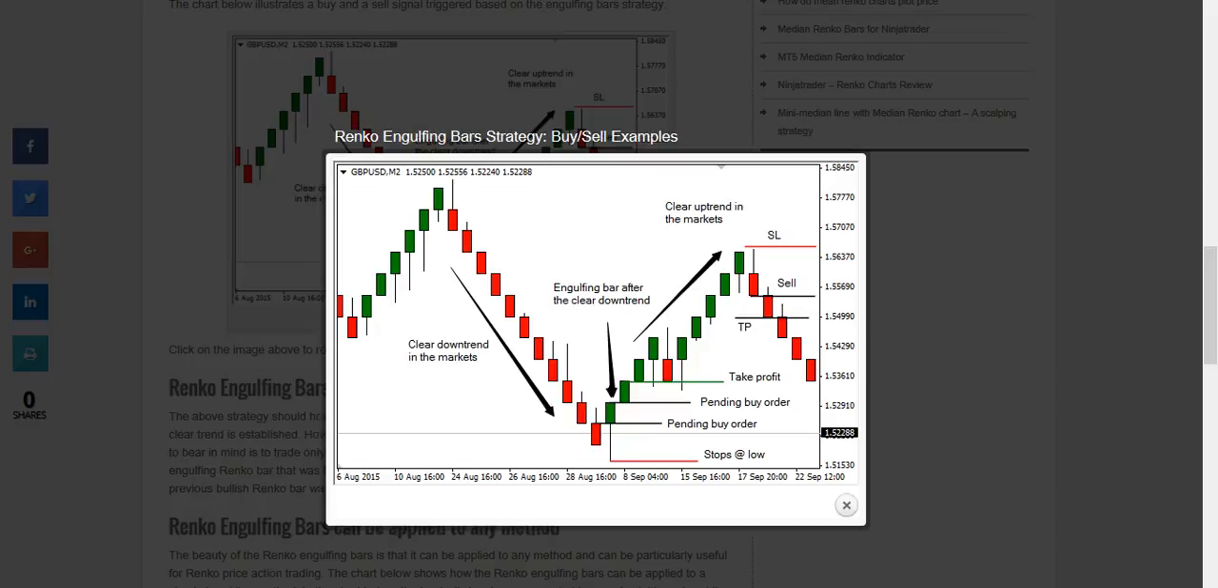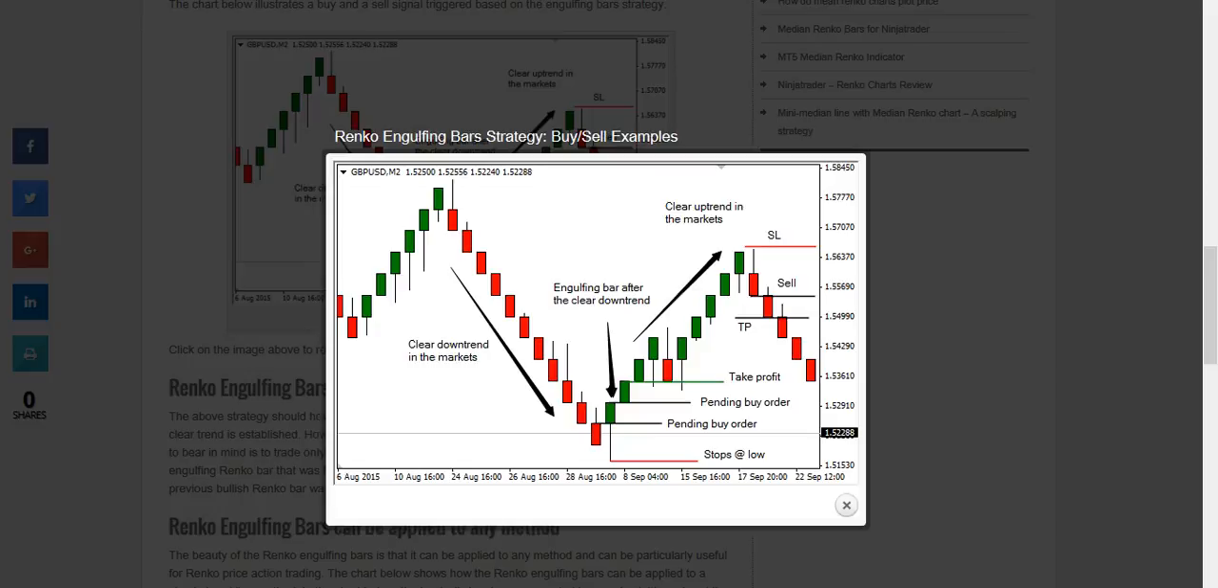To successfully trade the strategy, we make use of the Renko plugin indicator, and we employ using the wicks in the Renko charts, which is the most important aspect of this trading strategy.